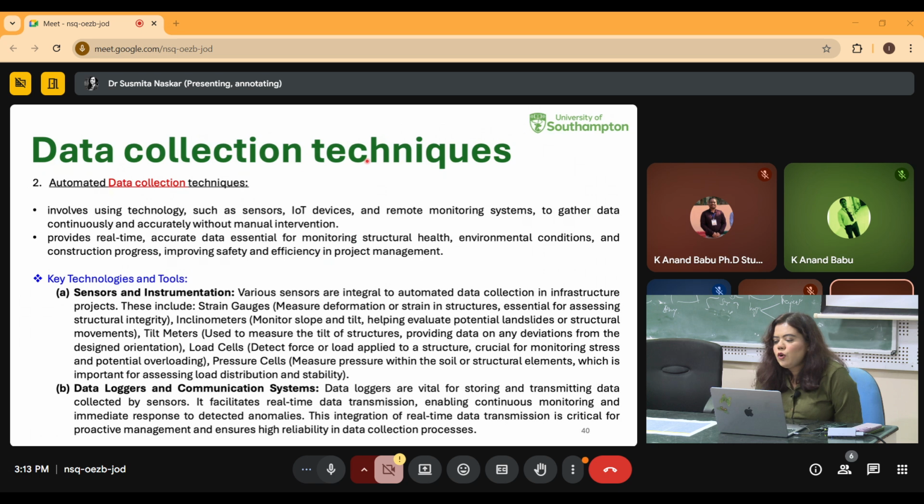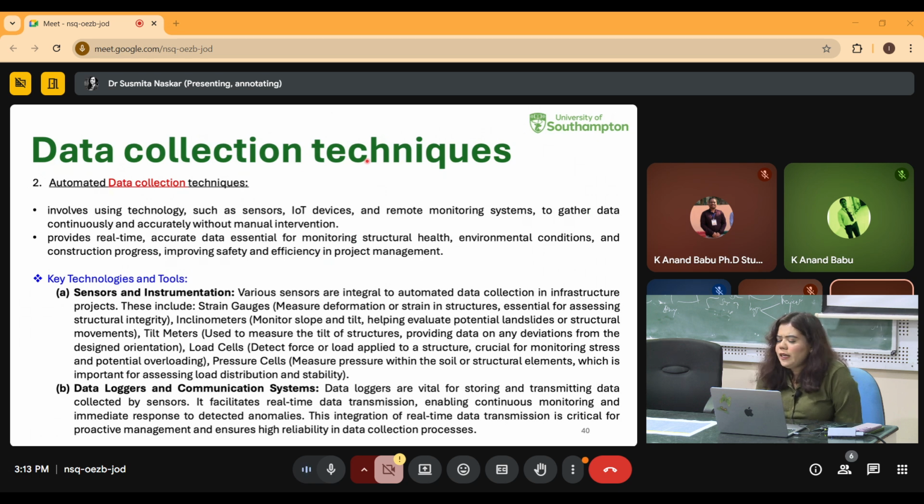So this allows us to obtain real-time data. It also helps provide reliable information on structural health, environmental conditions, and even construction progress, which in turn improves safety, efficiency, and proactive project management. Basically, these are the main advantages when we move from manual to automated data collection. And there are certain tools and techniques for how we do this.